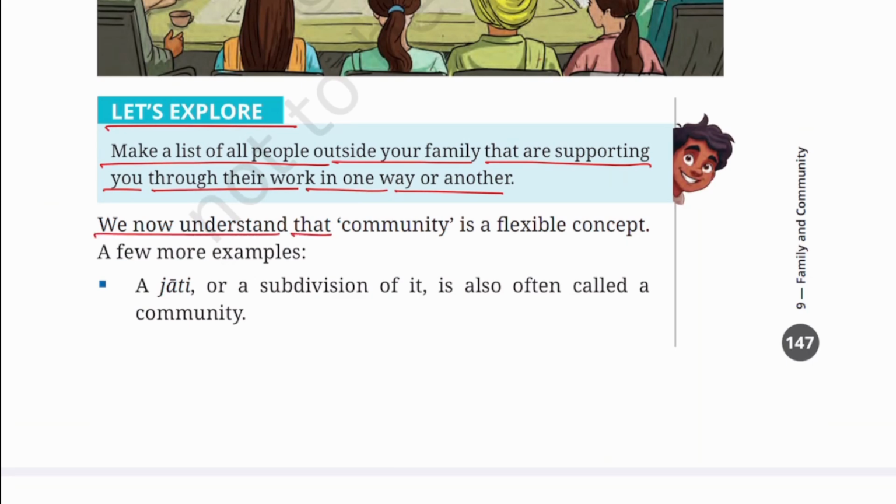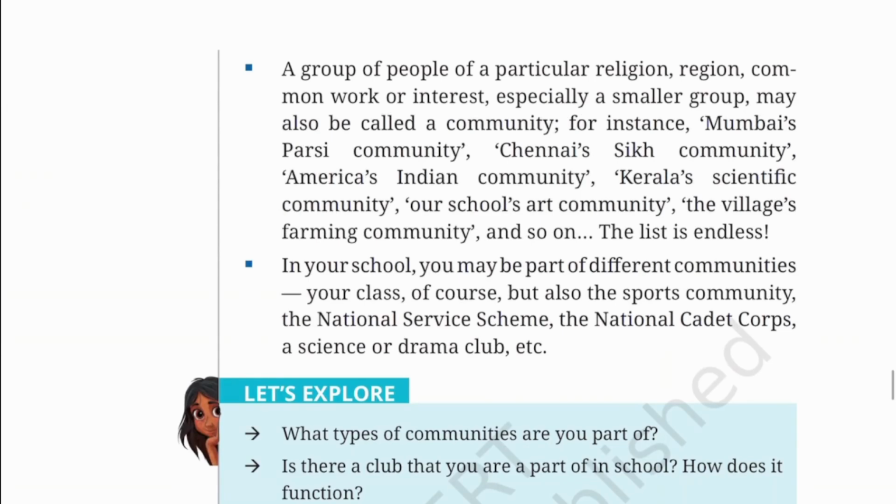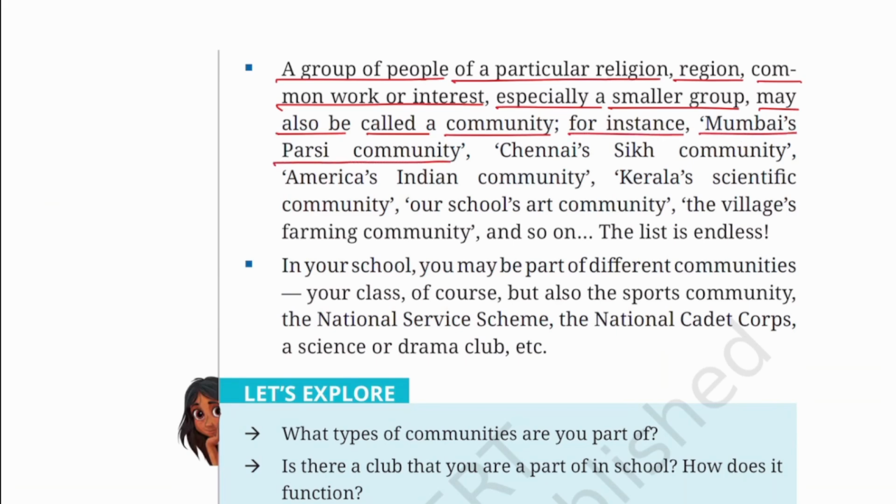We now understand that community is a flexible concept. A few more examples. A jati or a subdivision of it is also often called a community. A group of people of a particular religion, region, common work or interest, especially a smaller group, may also be called a community. For instance, Mumbai's Parsi community, Chennai's Sikh community, America's Indian community, Kerala's scientific community, our school's art community, the village farming community, and so on.